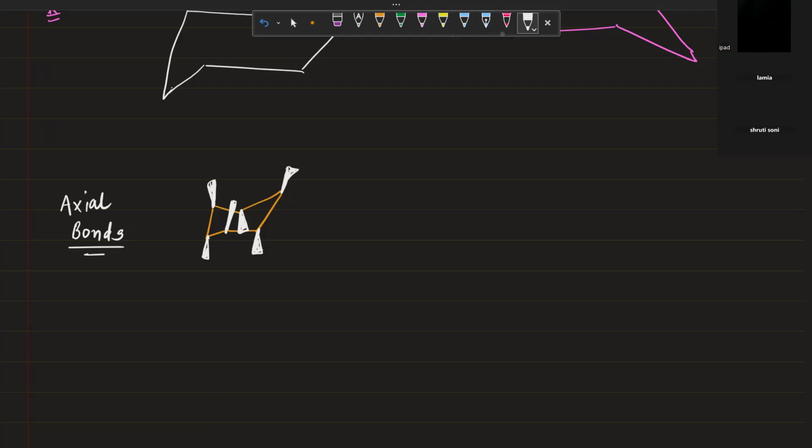Any doubt about axial bonds? Wait, which one is up and which one is down, like in the middle carbon? Like here? Give me one second. Here, this is the upside, see, and this bond is on the lower side. Then this bond again is on the upside, and this is also on the upside. This one is on the lower side, and here this one is also on the lower side. For the first carbon, right? Yeah, we will start with it.